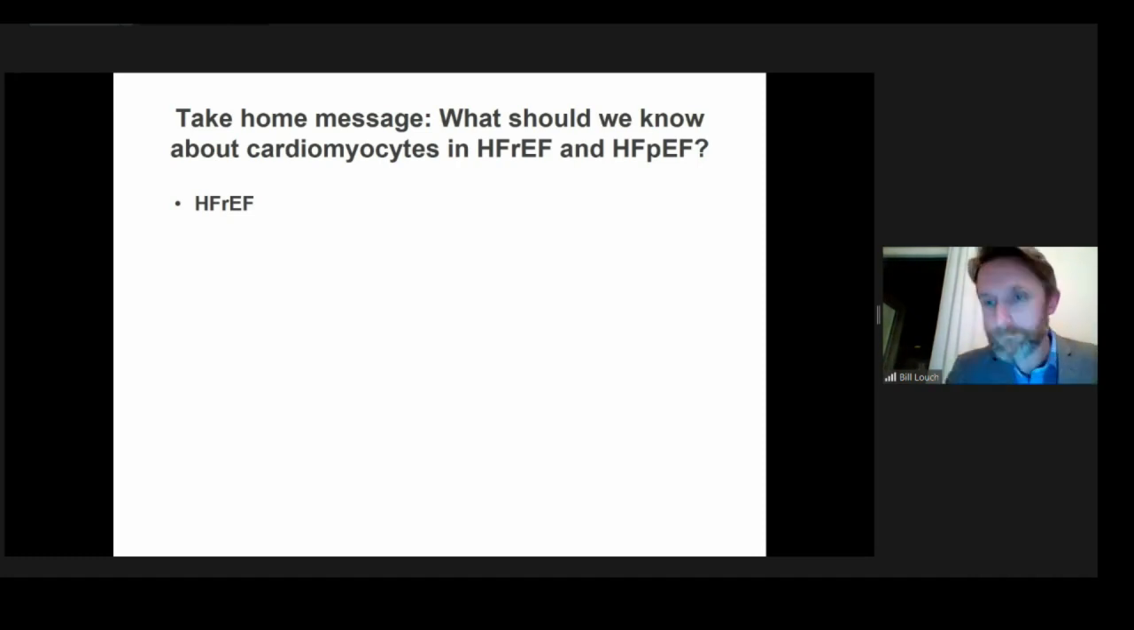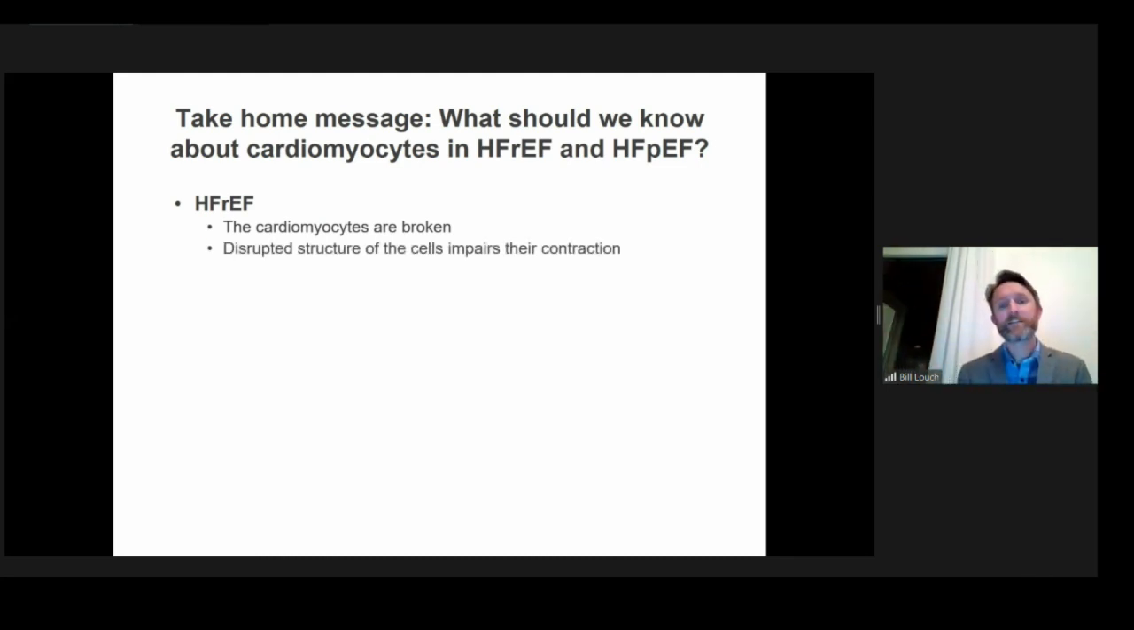So to sum up then, this is the basic take-home message. I told you how the system works in health, and in heart failure, there are different types of problems that occur. So in HFrEF, this condition of heart failure where the ventricle doesn't contract as well, we can link that to changes in the cardiomyocytes. The structure of the cells is basically broken. The T-tubules are really disrupted. The ryanodine receptors are broken apart. So this disruption of the cells impairs the calcium release, impairs the contraction of the cell, impairs the contraction of the whole heart.